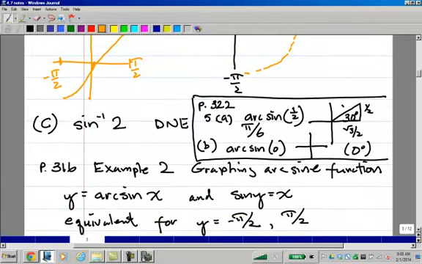Now, the inverse sine of 2. Now remember, the domain of the inverse sine is x less than or equal to 1 and greater than or equal to negative 1. Well, 2 doesn't fit in there. There's no sine value that's 2, so this does not exist.